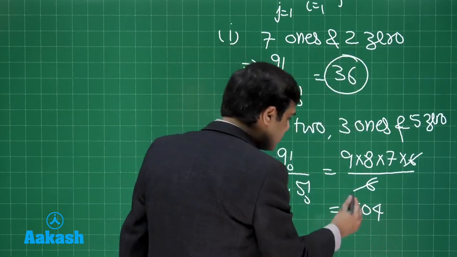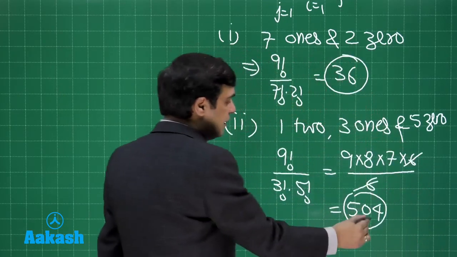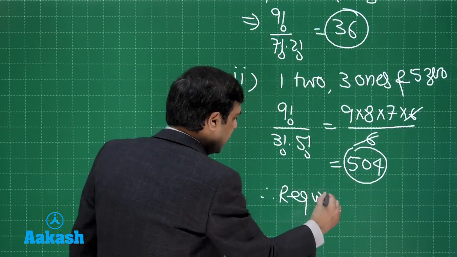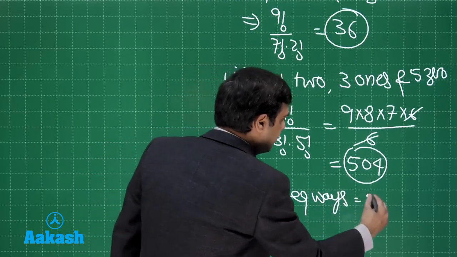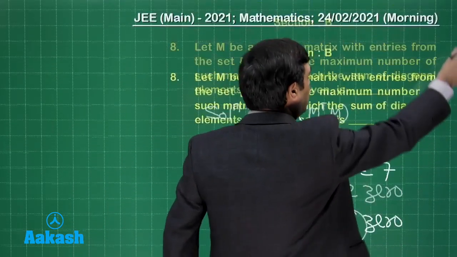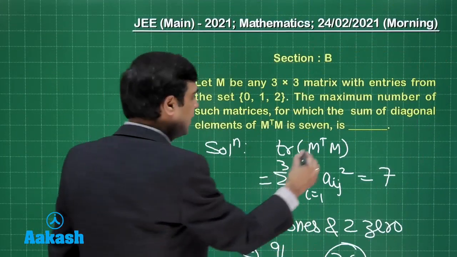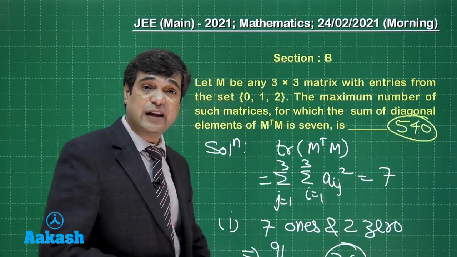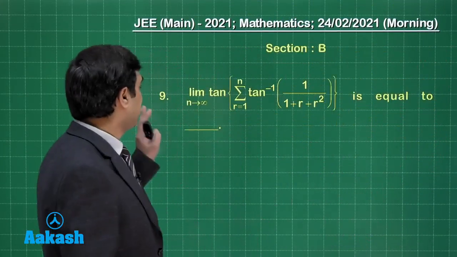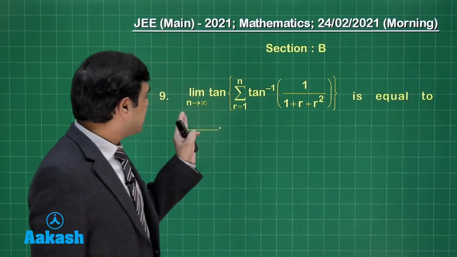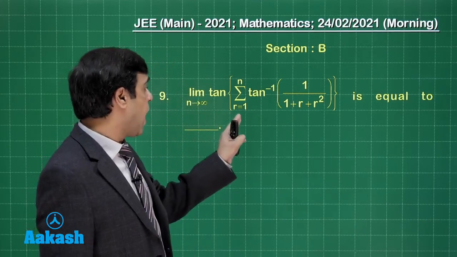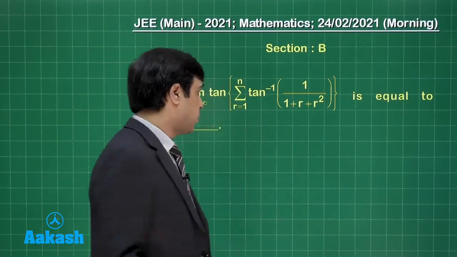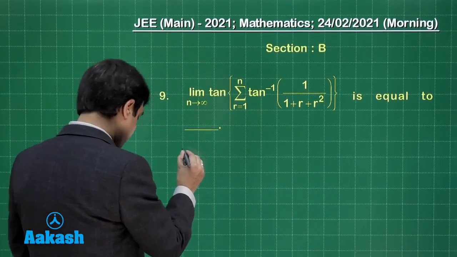Now we need the sum of these two. So the required number of ways, sum of the two, that means therefore required ways, that is 540. So let's write this one as the final answer, 540. I'm sure this is clear. Let's move on to the next one, that is question number 9. Limit n approaching infinity, tan of summation r equals 1 to n, tan inverse 1 upon 1 plus r square. Let's try this question.